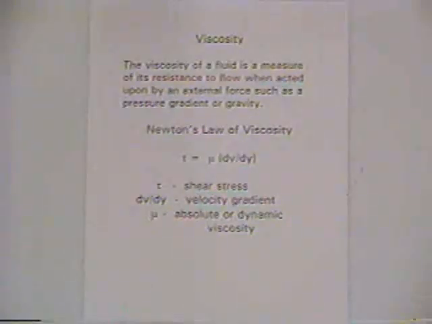Another property is viscosity, and viscosity is a measure of the resistance to flow when acted upon by an external force such as a pressure gradient or gravity forces. Now, Newton's law of viscosity gives us a definition of the absolute or dynamic viscosity, and this holds true for laminar flow. You'll have to remember laminar flow is where you have one layer of fluid flowing smoothly over the other layers, as opposed to turbulence, where there's a random turbulence of the fluid particles.